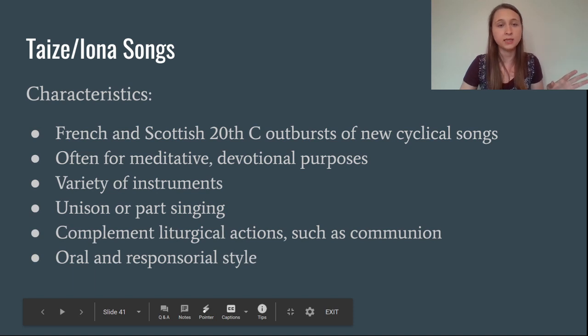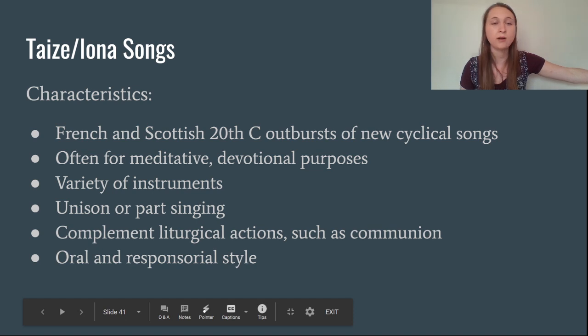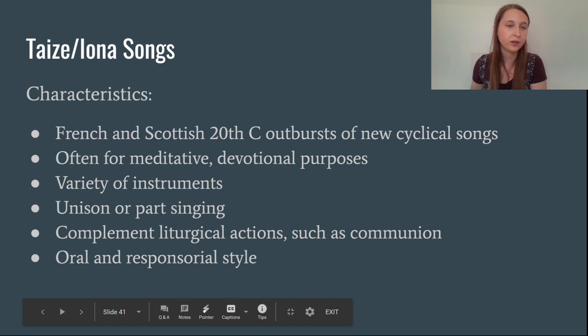Some characteristics of these: they came out of the French and Scottish 20th century outburst of new cyclical songs. They're often for meditative, prayerful, devotional purposes. They use a variety of instruments, and that's kind of the beauty of them, they're designed for any instrumentalist or singer out there. Just come up and join, and we've got a part for you. It can be a great way to incorporate the congregation, the amateur musicians in the congregation.